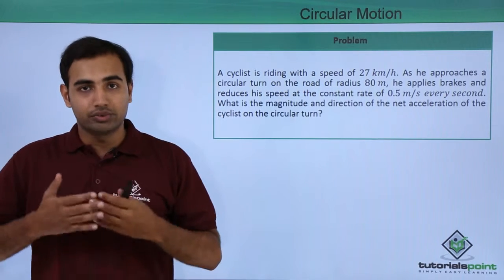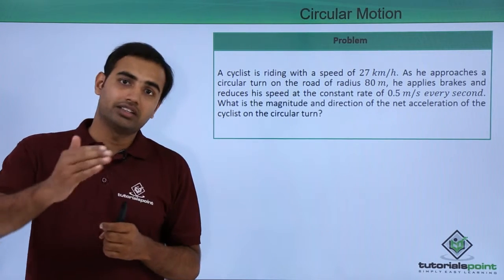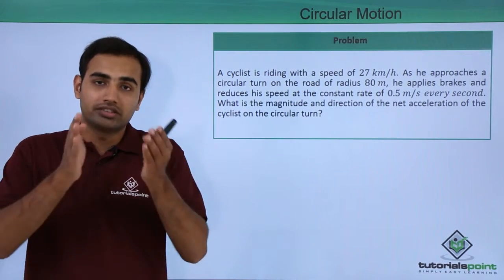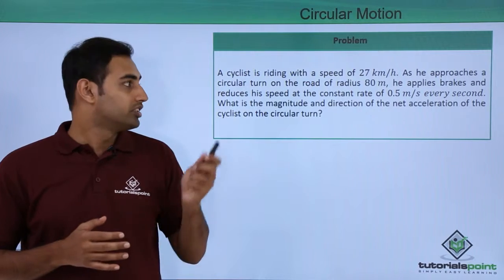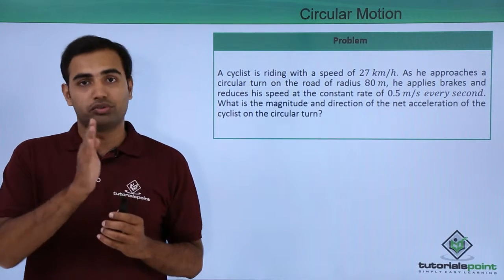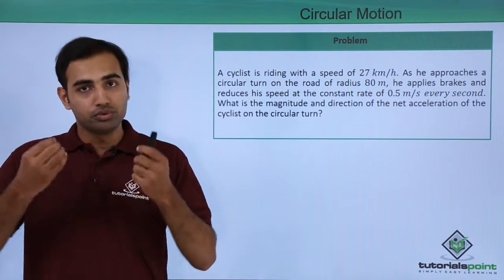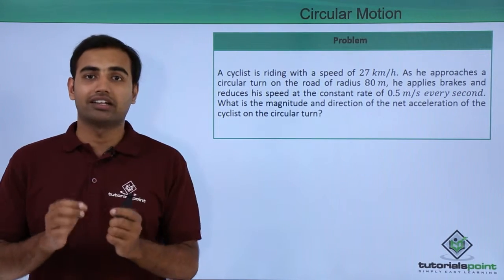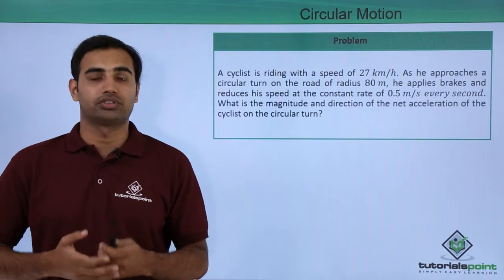So clearly in this question, when the cyclist is negotiating the circular turn, or in other words, when he is within the circular motion, his speed is also changing. So this problem is an example of non-uniform circular motion. So we have to use those concepts, and ultimately we are supposed to find the magnitude and direction of net acceleration acting on the cyclist.